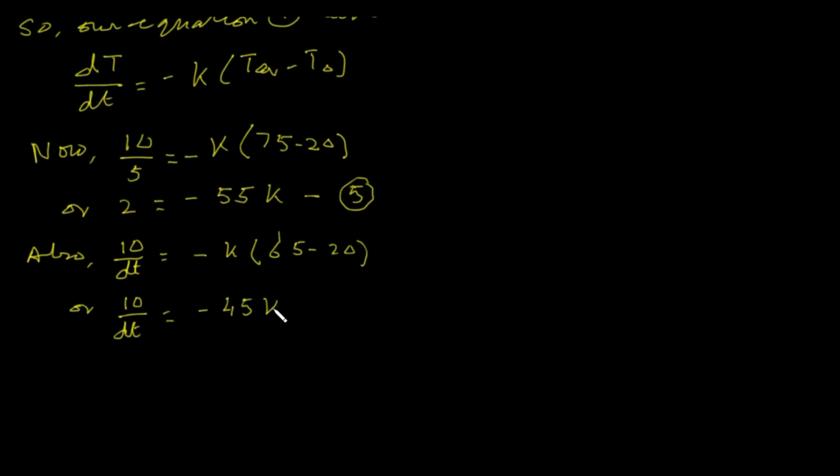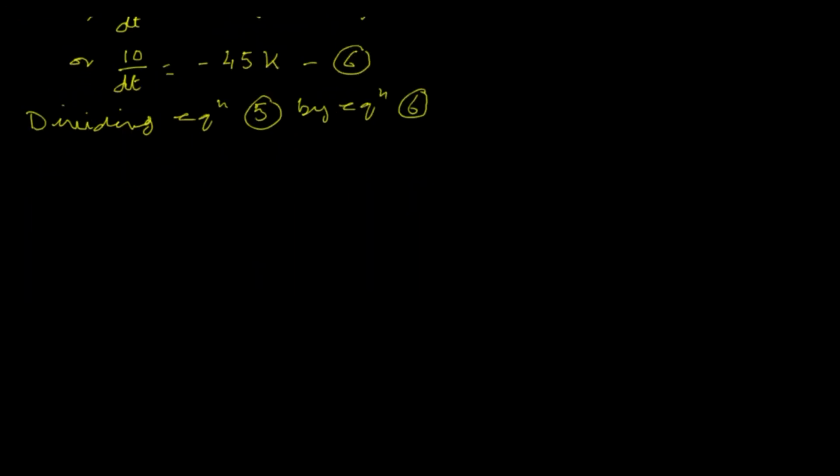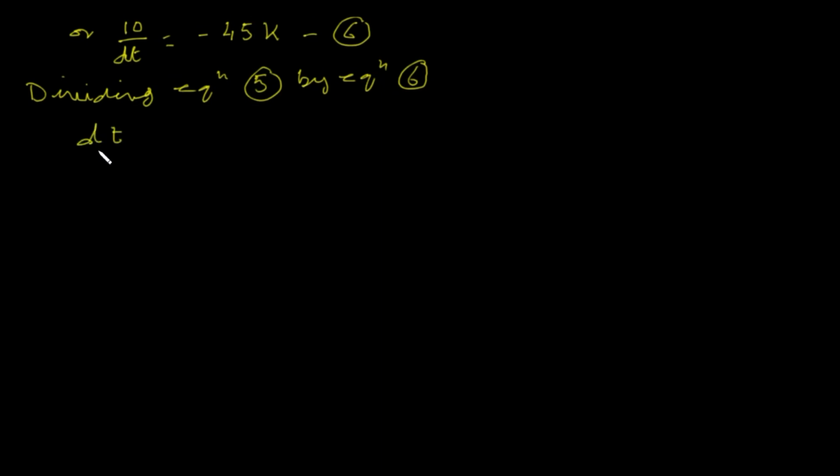Now simply we divide equation number 5 by equation number 6 and we get dt by 5 equals 55 by 45, which is the same as 11 by 9, which yields the time interval dt as 55 by 9, that is 6.11 minutes.